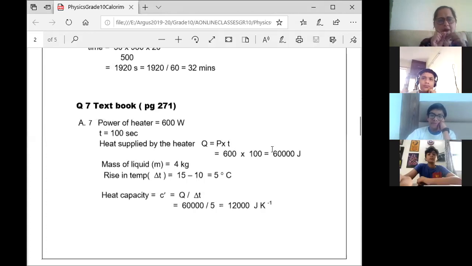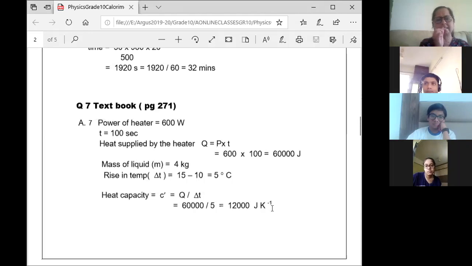So now the heat capacity will be Q upon delta T. So 60,000 divided by 5. So you get the heat capacity, 12,000 joules per Kelvin. 12,000 joules per Kelvin is the heat capacity. The first part is done, right?